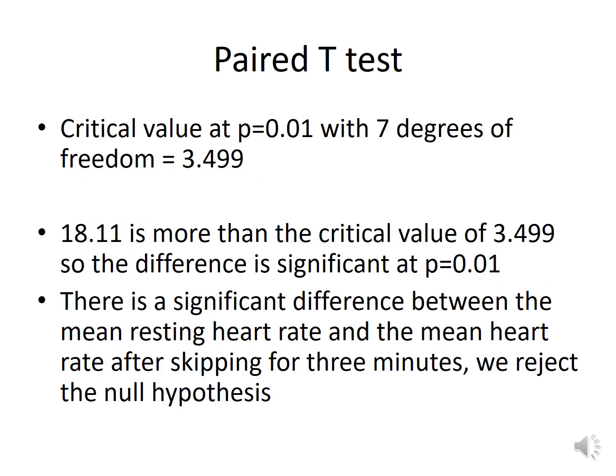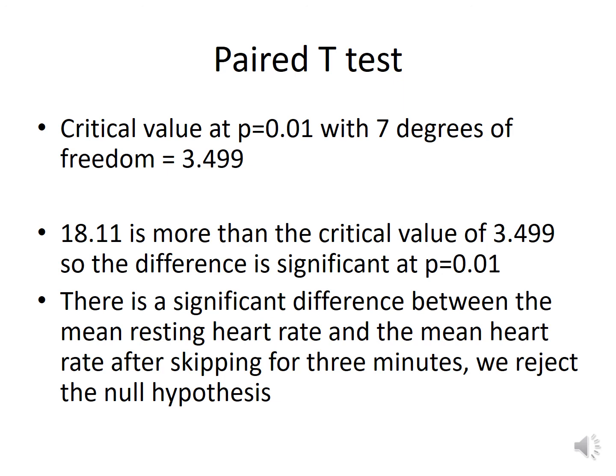Right, so the critical value at p equals 0.1 in this particular question, that's what they used. I just got this from somewhere, so we'll go with it. With 7 degrees of freedom is 3.499. So we had 7 degrees of freedom because we had 8 individuals, 8 test subjects. So n-1 gives you 7 degrees of freedom.